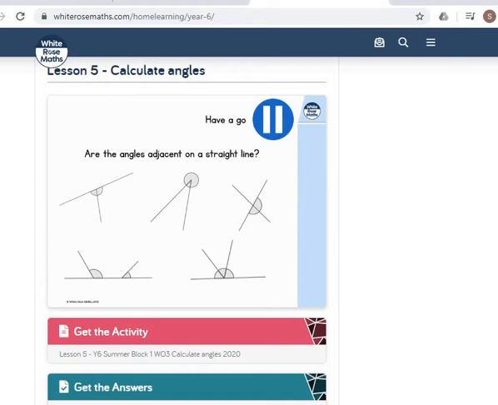Let's have a look then. Let's have a look at the first one. I can see the angles share a common line and a common vertex, and they're on a straight line. These angles are adjacent on a straight line.